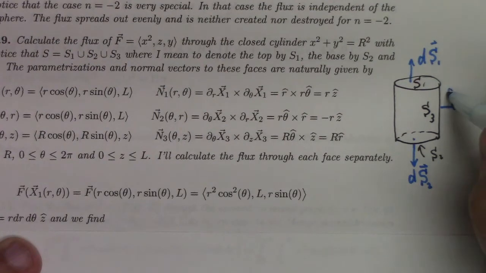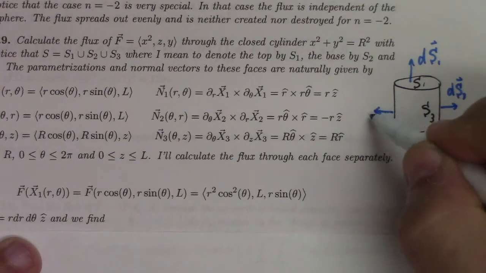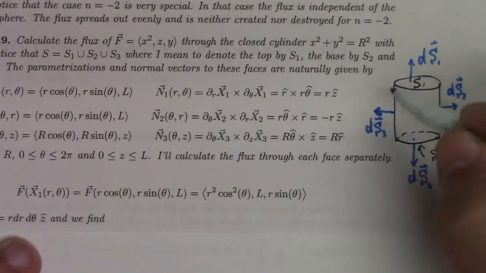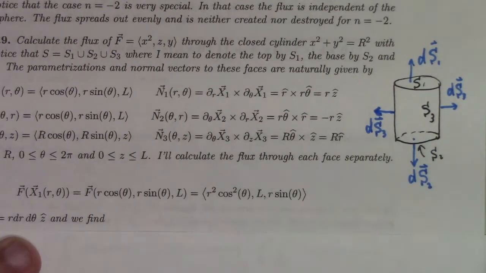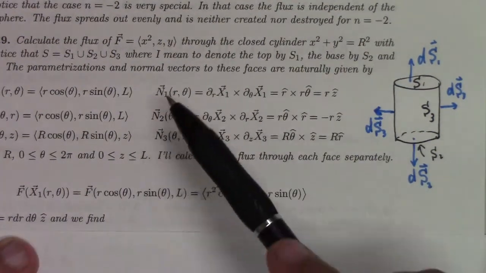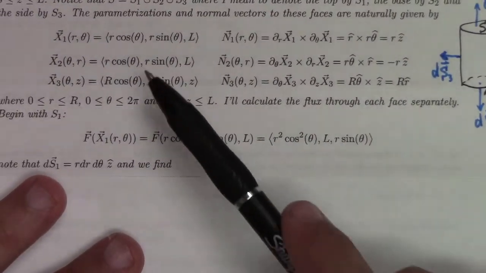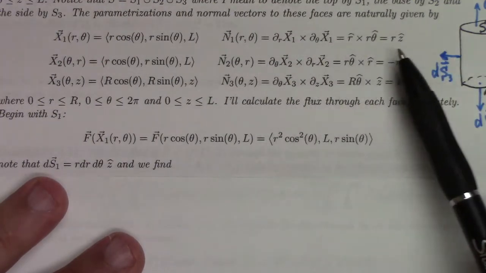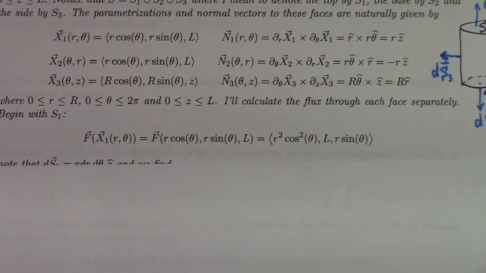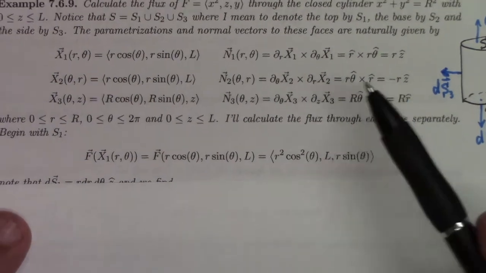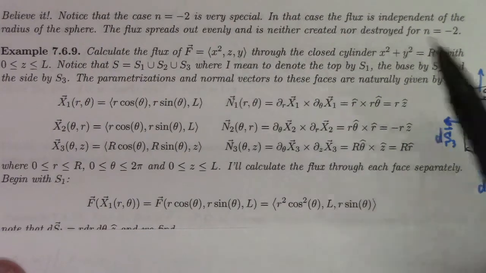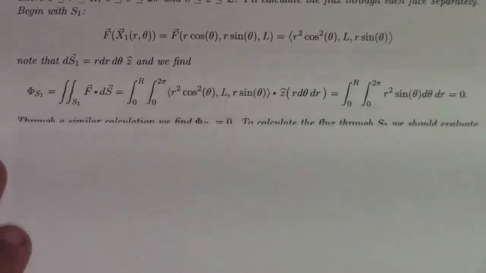And on the other hand, dS3, if you will, points radially outward, right? So there are 3 different cases we have to deal with here to calculate the flux through the closed cylinder. We have to deal with the end caps differently. What I've done here is present the parameterization for the first, the second, and the third part of the surface, and the corresponding normal vectors are this. And then I'm calculating the flux of this interesting vector field x squared z comma y. And I do that down here.